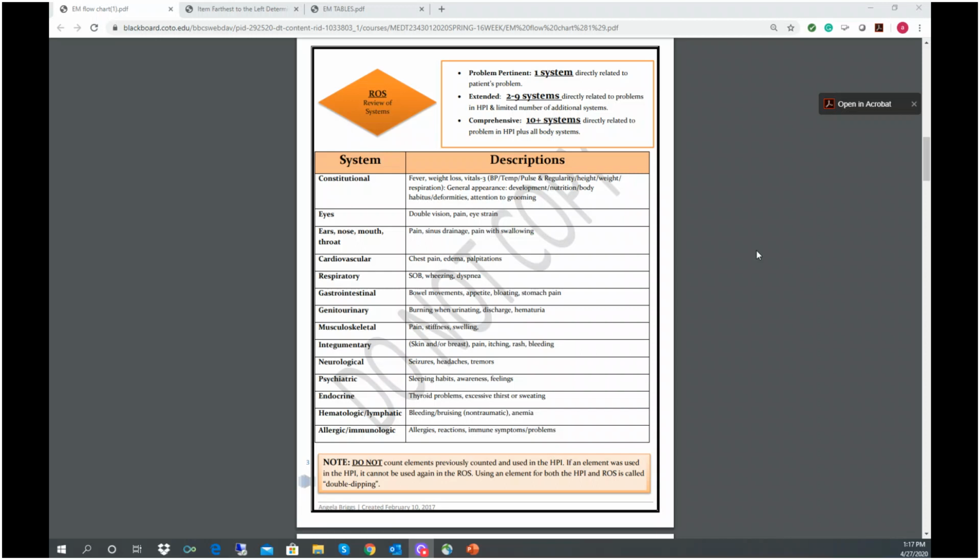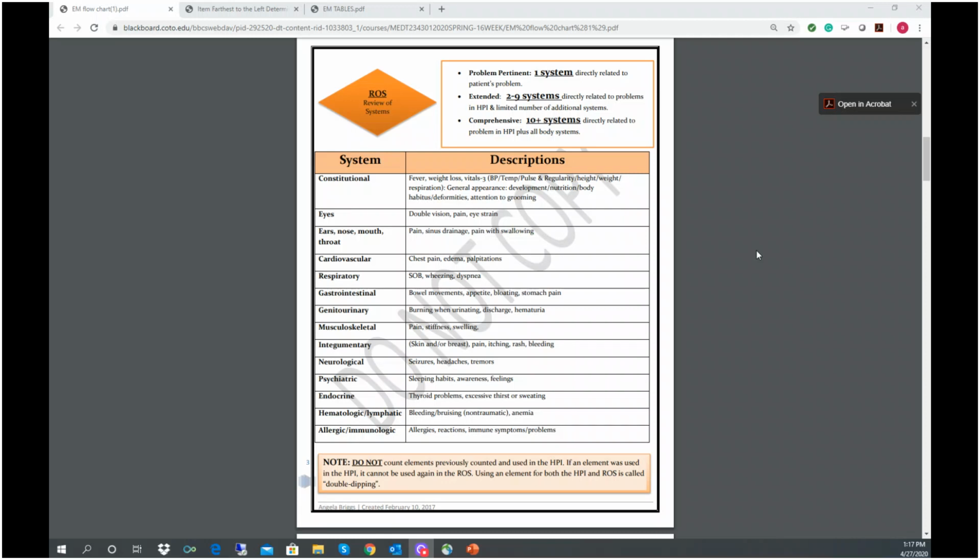Constitutional, we're looking at fever, weight loss, and vitals. You need 3 of those, 3 of the 7, which is BP, temp, pulse and regularity, height, weight, respiration. General appearance, development, nutrition, body habitus, deformities, attention to grooming. So one of those would be constitutional.